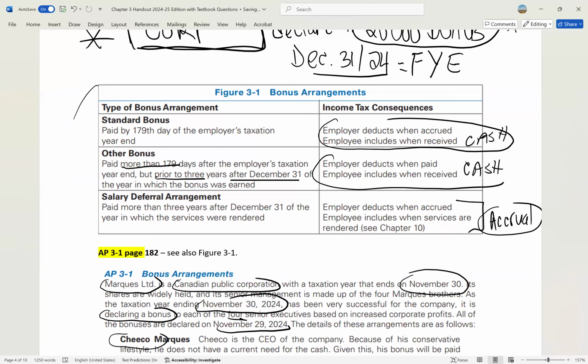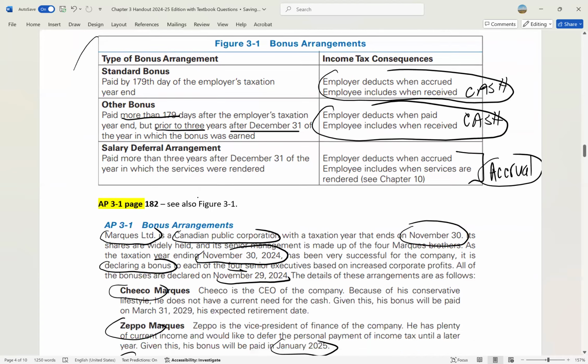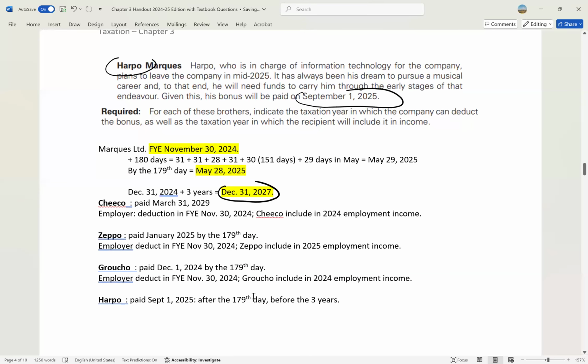In this example, everything would be recorded on a cash basis. So this is sort of that other category, other bonus. So because everything is on a cash basis, the employer then would deduct when paid September 1st, 2025. That will be their fiscal year ending, November 30th, 2025. And the employee, Harpo, would include in 2025 employment income.